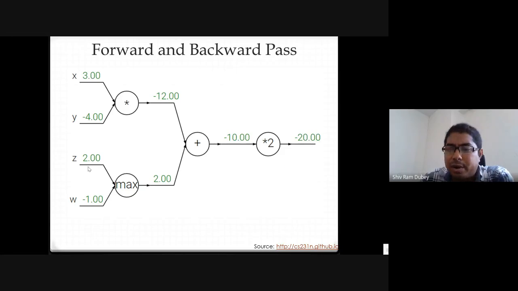Similarly, we can have a lot of expressions. I'm not going to discuss many expressions in the interest of time, but I will take one more example here. Suppose the running gradient here is 2, what will be the final gradient for this one with respect to f?